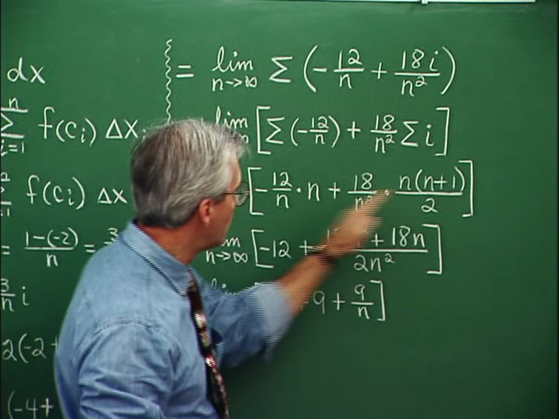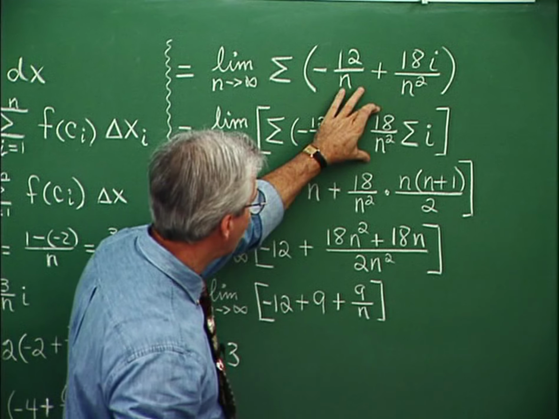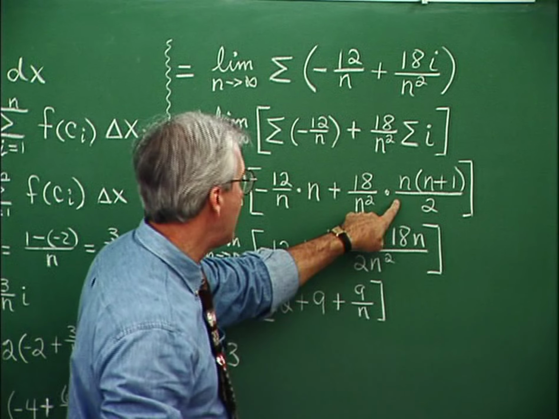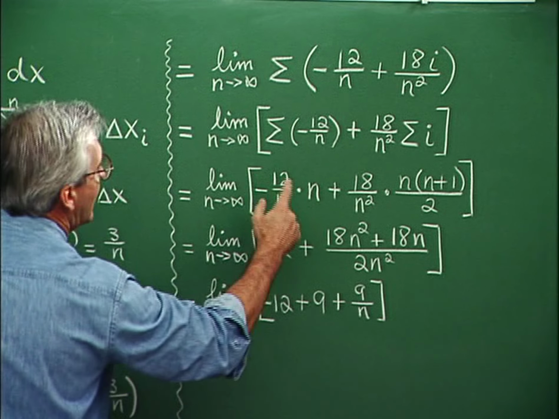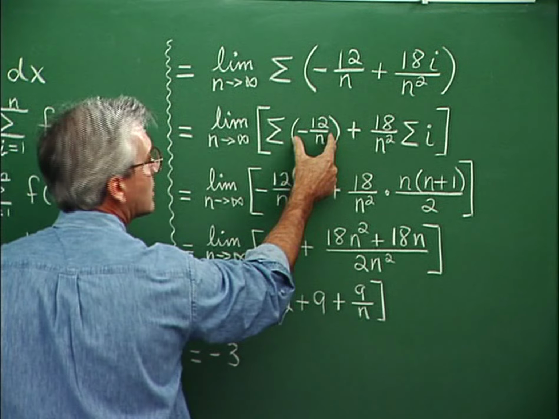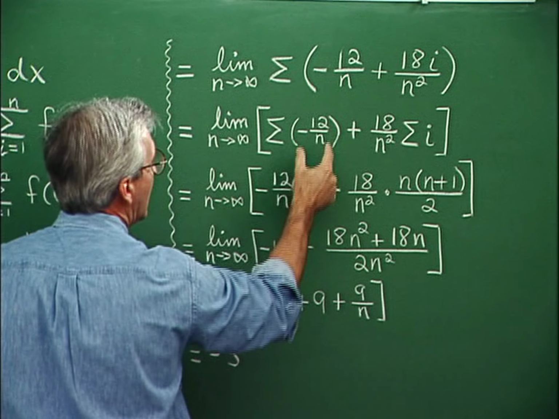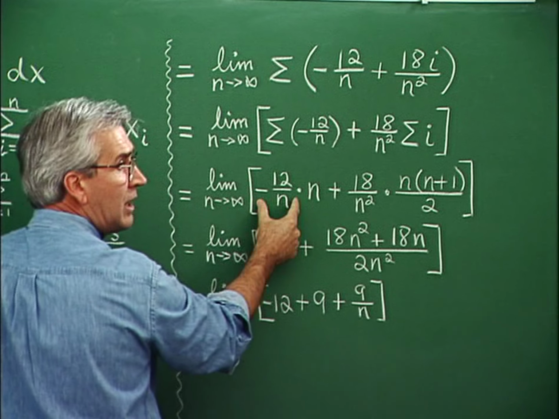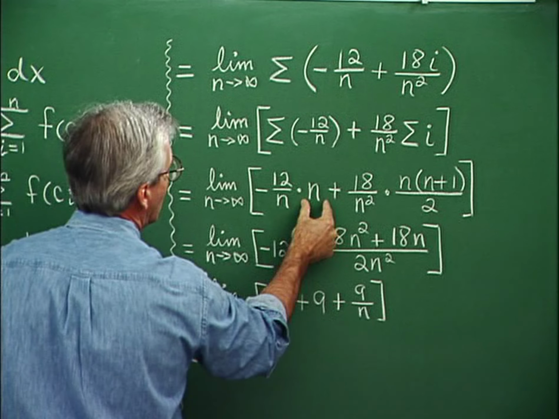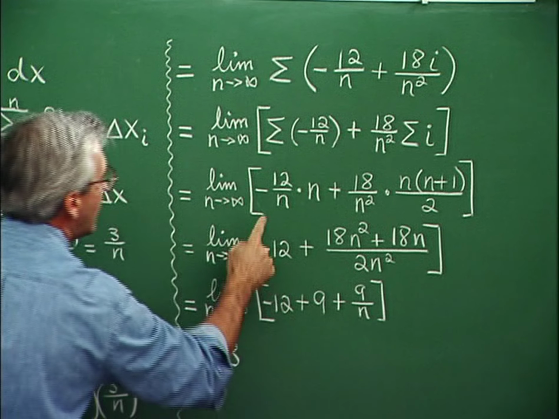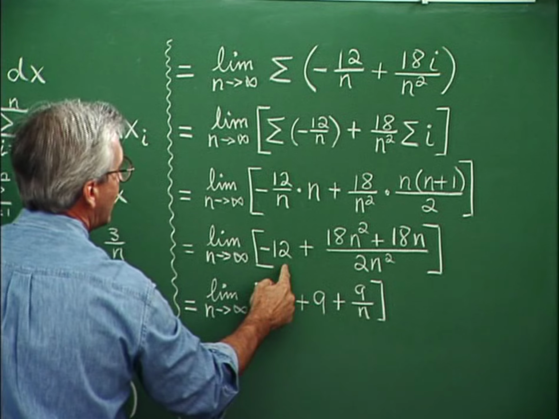And I'm kind of moving backwards here a little bit, but it's 18 over n squared times that amount. We'll get to that in a minute. Let's backtrack over here. The sum of a constant is simply that constant times the upper limit of the summation. So it's this times n. And now these n's cancel and we have negative 12.